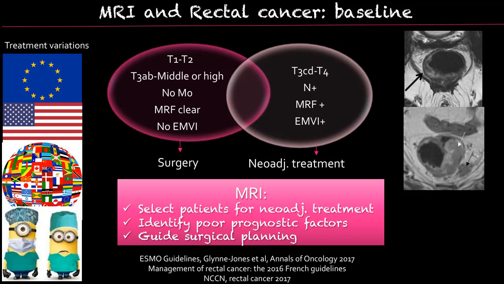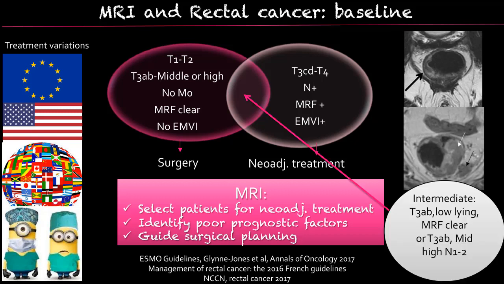for neoadjuvant treatment. And then we have this intermediate group: the T3AB low-lying but with a mesorectal fascia clear, or the T3AB within the mid or high rectum with positive node. We are in the middle, and there is not really consensus for them. They may be referred for surgery or neoadjuvant treatment, provided the surgeon has very good results for total mesorectal excision.